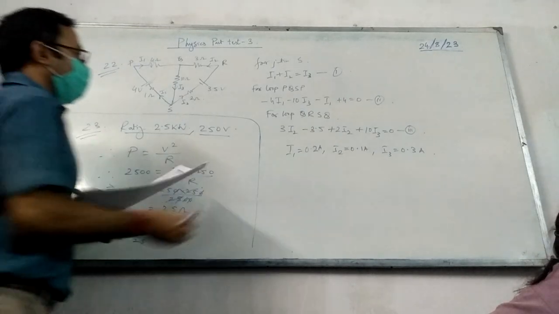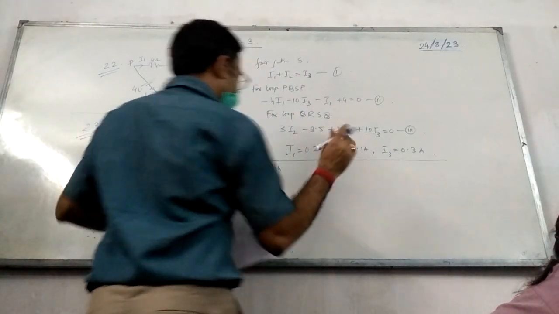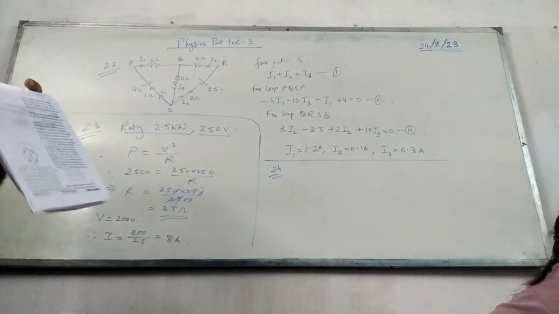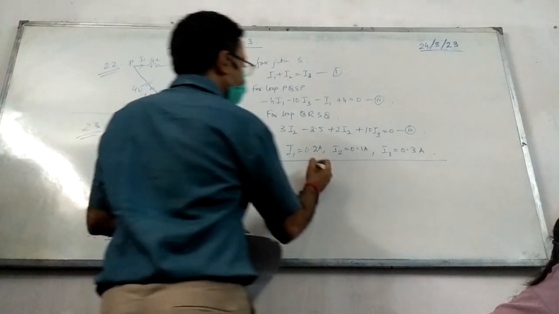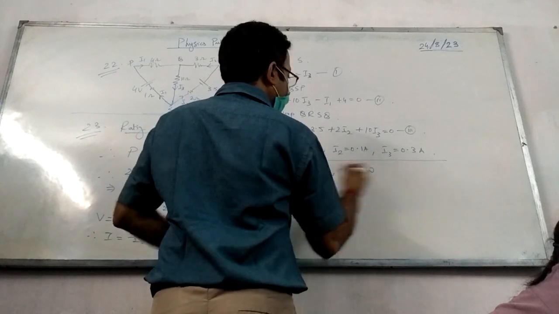So question number 24 is also an easy question. 24 says, what is the safe largest voltage that can be put across a 98 ohm with 0.5 watt resistor? So 98 ohm, 0.5 watt is the power rating.